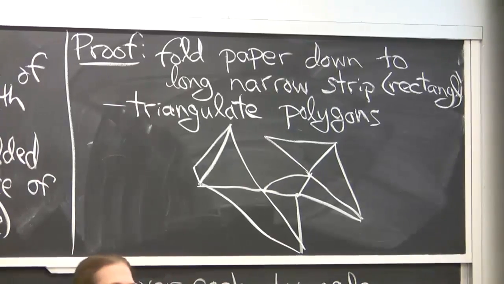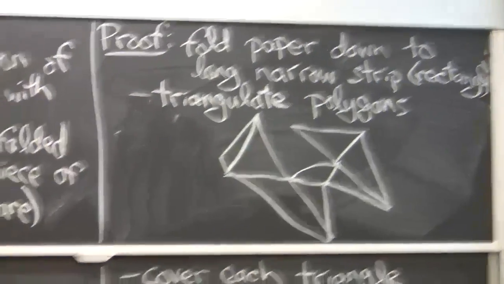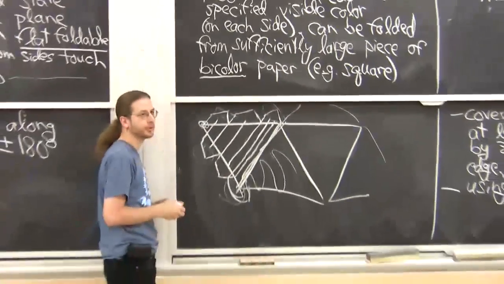Yeah? When you're wrapping around the triangle whose edge touches the bottom, how do you do that? The top left triangle is there.